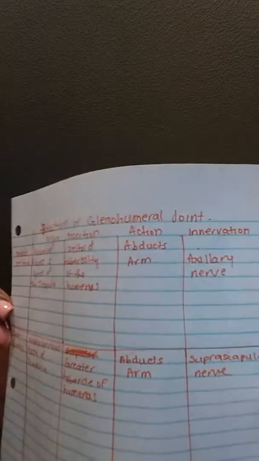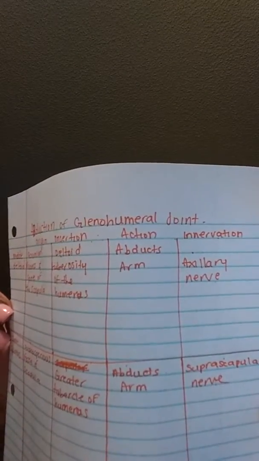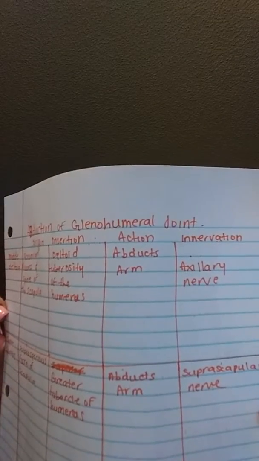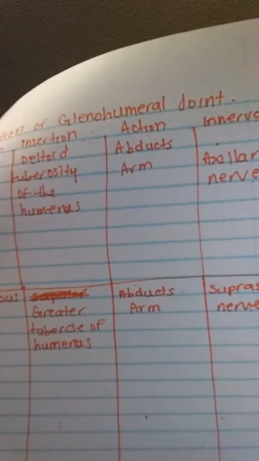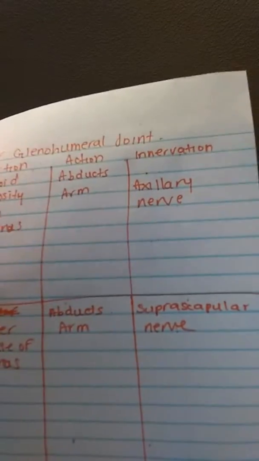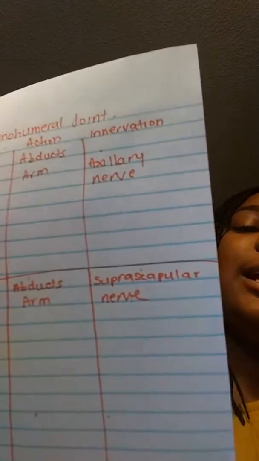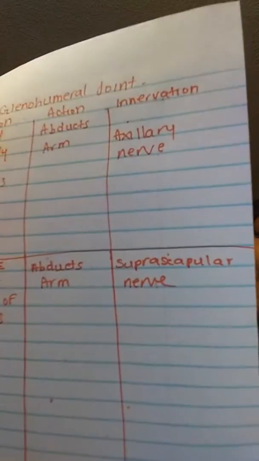For the supraspinatus, the origin would be the supraspinatus fossa of the scapula. Insertion is the superior aspect of the greater tubercle of the humerus. Actions include abduction of the arm, and innervation is the suprascapular nerve.